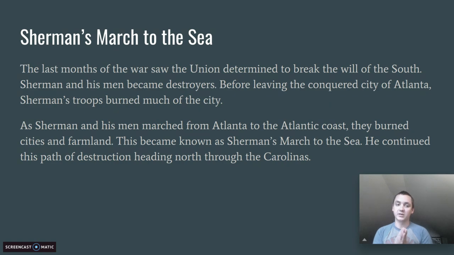And as they are going, they are burning cities and farmland, destroying railroads. And this became known as Sherman's March to the Sea. And he would then continue this path of destruction heading north through the Carolinas. I talked about this at the beginning, but this was a crippling blow to the South's ability to resist and continue their rebellion against the Union.